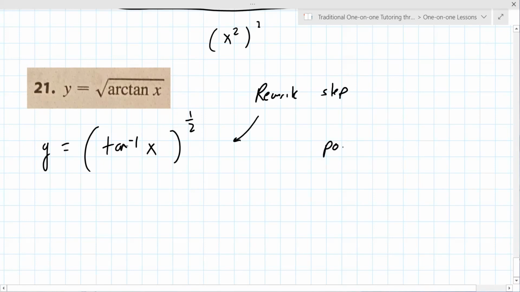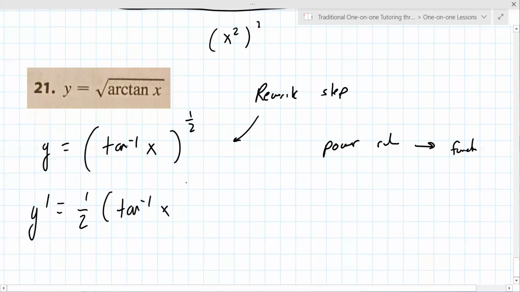Right. So this is a power rule, because that's the outermost thing, followed by a function that you just go look at your table and see it's there. So your derivative is start with power rule, bring the exponent down, keep the inside function, and you subtract 1 from the exponent. But the chain rule says you have to look at what's inside. What's inside is the derivative of tan inverse. And again, that's one of those you just have to know.